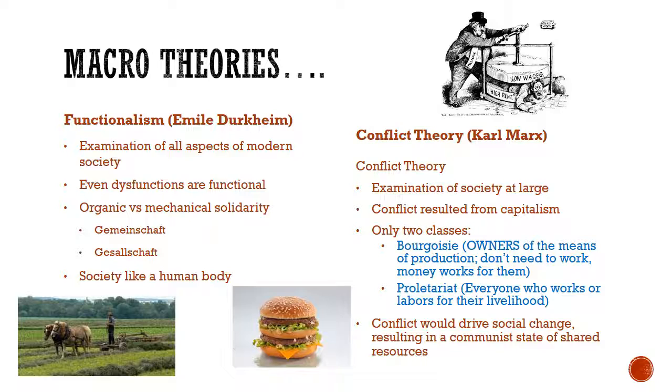The bourgeoisie, they are the owners of the means of production. And the big way you can tell a bourgeoisie or a bougie person, you probably heard that term, is they don't need to work. Their money works for them. Now, this doesn't mean that members of the bourgeoisie class don't work. They can work. They just don't have to.